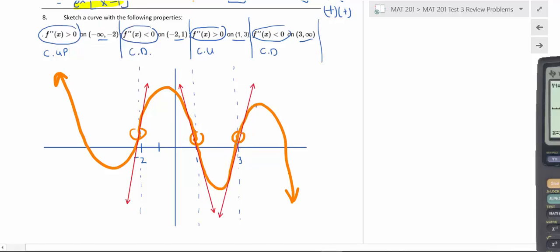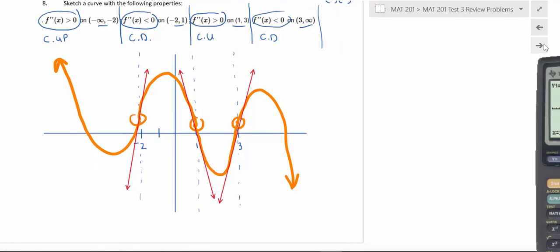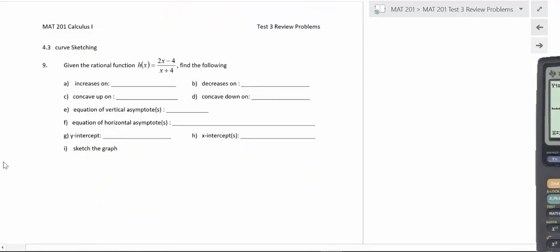So part of it's above the curve, part of it's below the curve like that. Okay, so that would be one possibility. That's one thing that you want to be able to do. Now let's do the rational function.